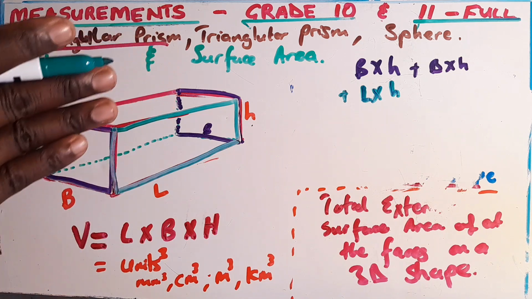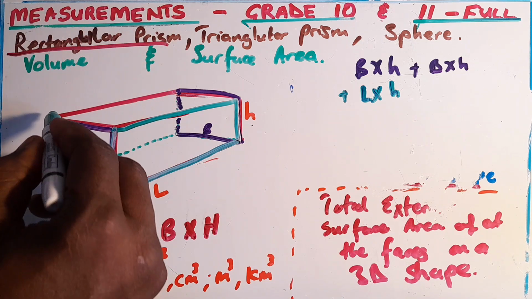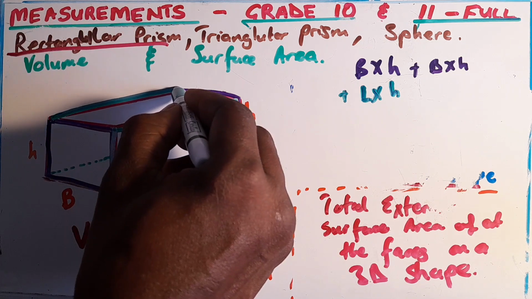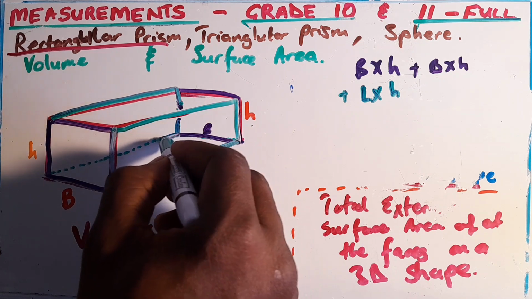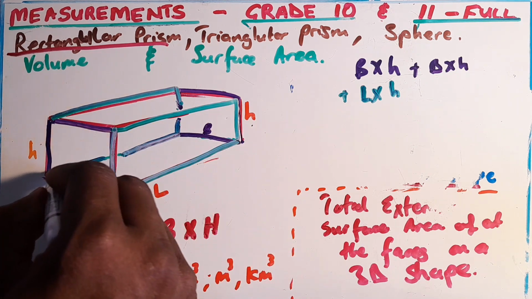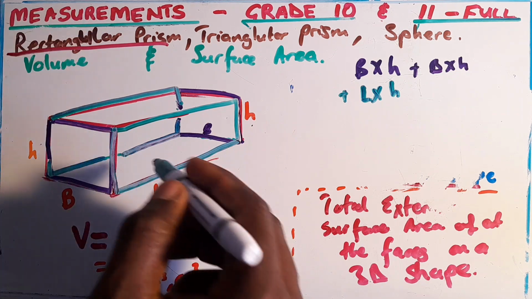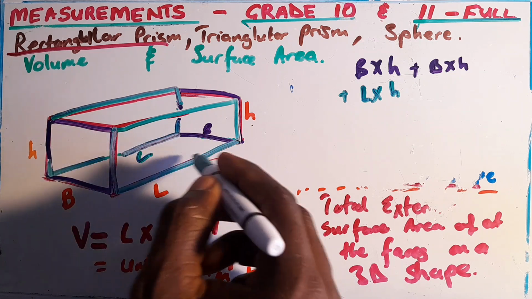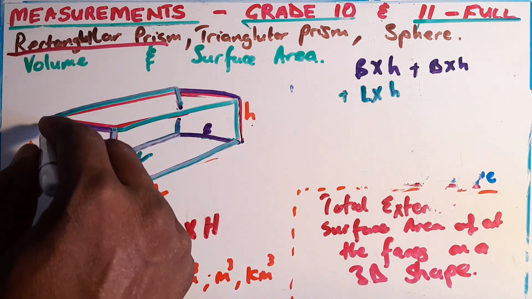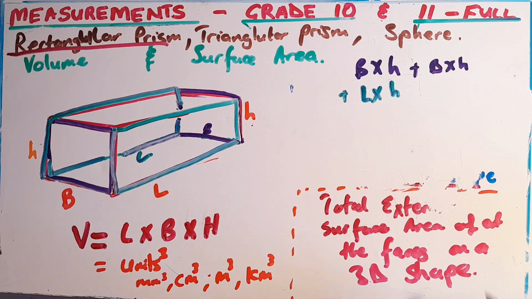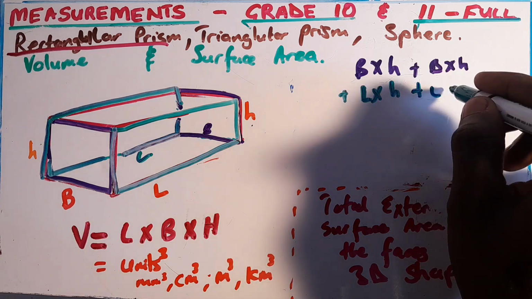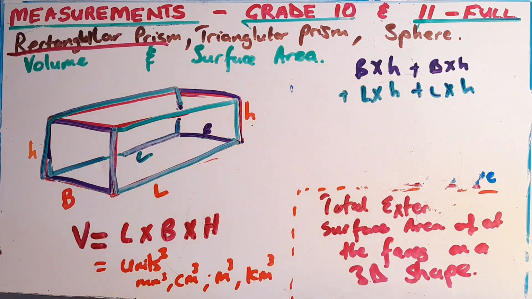If you can check that other side, we can see that this side here also has the length, and it also has the height. So that also has the length and the height. And you can check the one on top.